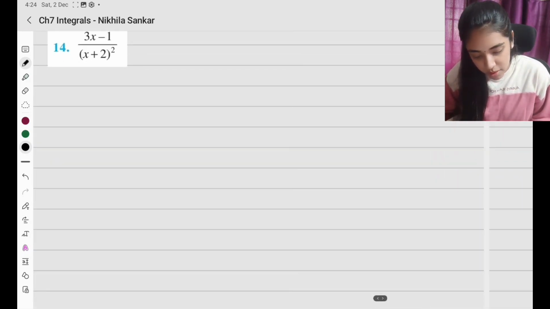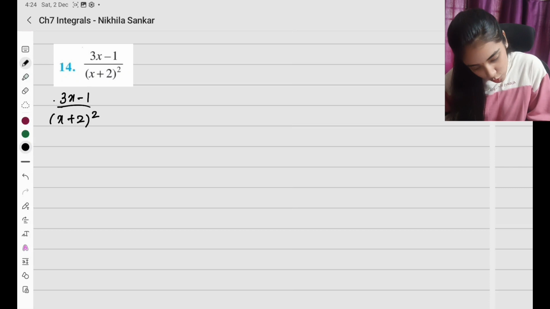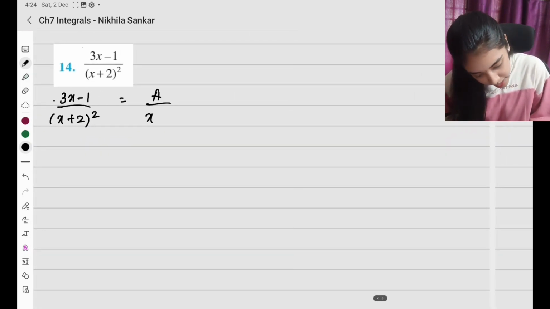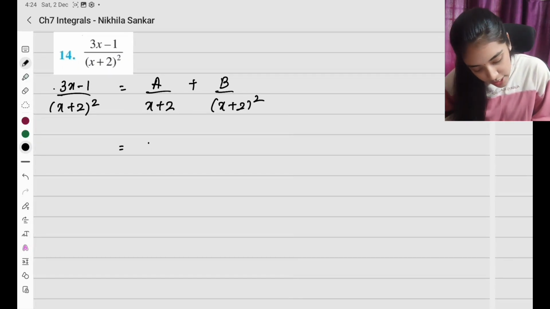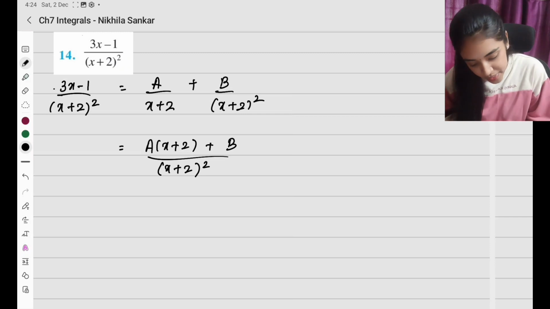Question number 14. So how do we do this? (3x minus 1) divided by (x plus 2) the whole square should be written as a divided by (x plus 2) first, then b divided by (x plus 2) the whole square. Okay, remember, always remember this, don't forget. So what is missing here? X plus 2 is missing in the first, and there is nothing missing here, divided by (x plus 2) the whole square. This is my LCM. Okay, so (3x minus 1) over (x plus 2) the whole square.